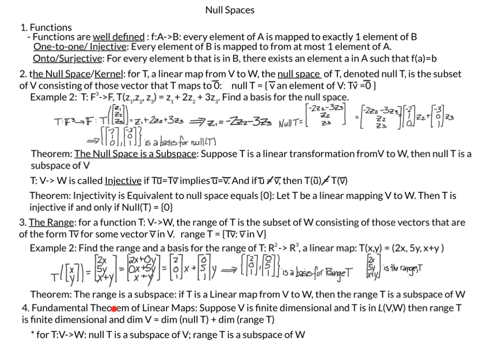And then we have the fundamental theorem of linear maps. Suppose V is finite dimensional and T is in the set of linear maps from V to W. Then the range of T is finite dimensional and the dimension of V is equal to the dimension of the null space of T plus the dimension of the range of T. And finally, I have this note that I feel is important: null of T is a subspace of V and range of T is a subspace of W. So that concludes our overview. So we'll go back and take a closer look at these functions and null spaces.